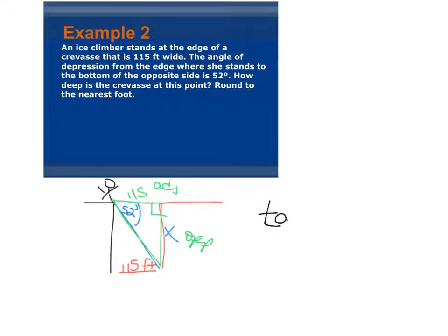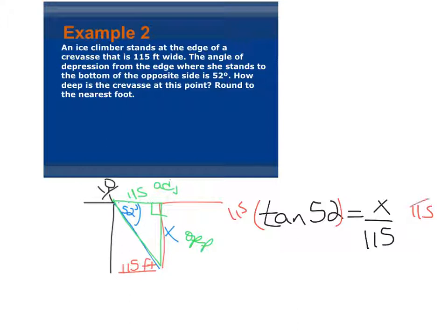Same one, tangent. Tangent of 52 is equal to opposite over adjacent. And again, multiply both sides by the 115. Once I do that, I get x equals 147.19. Rounded to the nearest foot would be 147 feet.